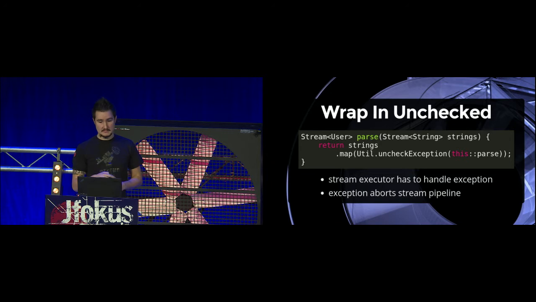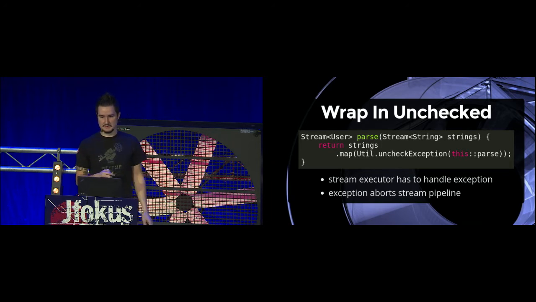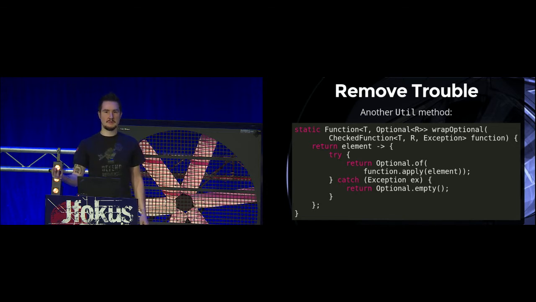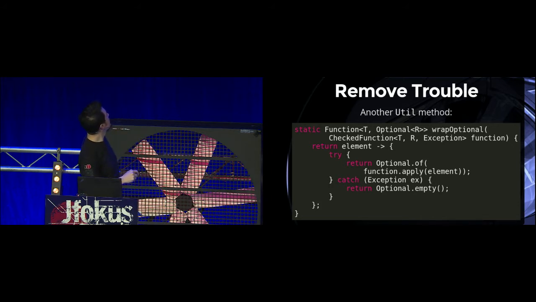And like before, by the way, the exception aborts the stream pipeline. So the first element that cannot be parsed aborts the whole pipeline. I usually consider that not to be the best solution. Okay, next thing. We can remove the troublesome objects. This optional is one way to do this, but the idea is that we, again, get this function that can throw an exception. We try to execute it and return back an optional if it worked and an empty optional if it didn't work.